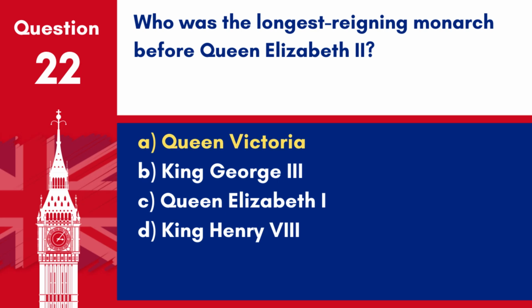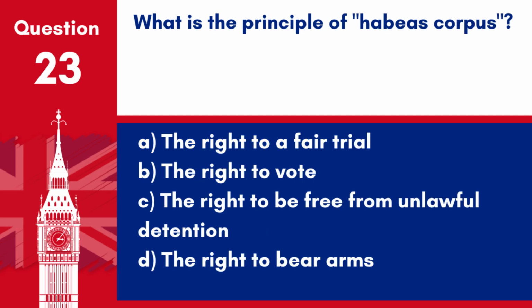Answer. A. Queen Victoria. Before Queen Elizabeth II, Queen Victoria was the longest-reigning British monarch, serving from 1837 to 1901. Question 23. What is the principle of habeas corpus? A. The right to a fair trial. B. The right to vote. C. The right to be free from unlawful detention. D. The right to bear arms.